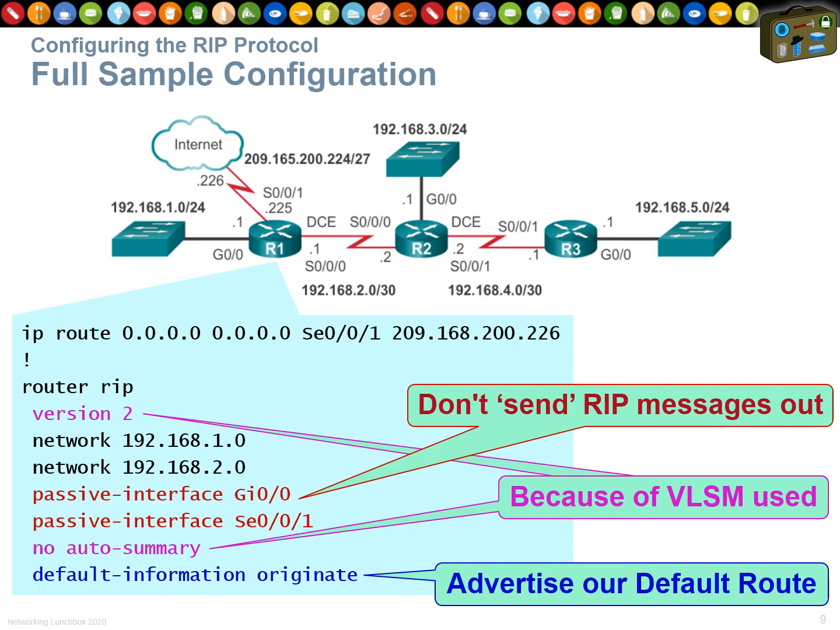Default information originate simply means get the default information, which is the default route to the internet, and I'm the originator of that. So tell everyone via RIP, hey everybody, I can get to the internet. So if you want to get to the internet, come to me. Only R1 has a route to the internet, so only R1 needs to have default information originate. And then R2 and R3 will learn, hey guys, if you want to get to the internet, go to R1, because he knows how to get there.